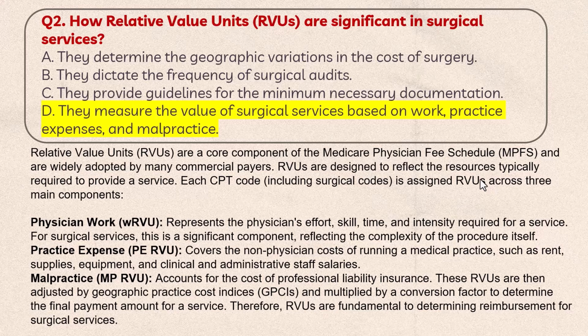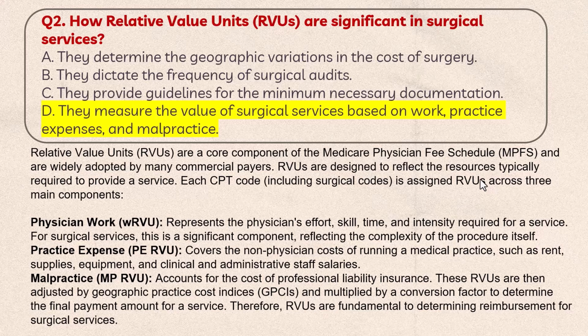and are widely adopted by many commercial payers. RVUs are designed to reflect the resources typically required to provide a service. Each CPT code, including surgical codes, is assigned RVUs across three main components. First one is physician work, which represents the physician's effort, skill, time, and intensity required for a service. For surgical services, this is a significant component reflecting the complexity of the procedure itself.